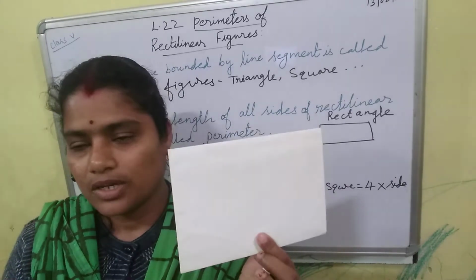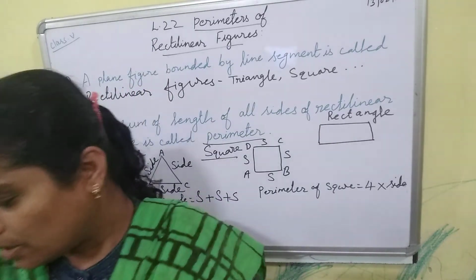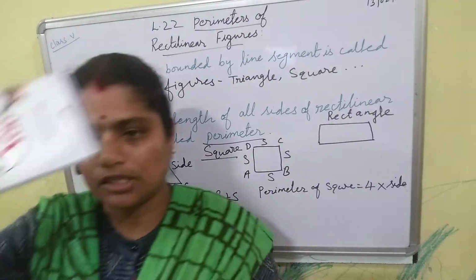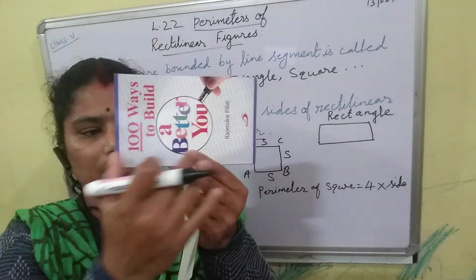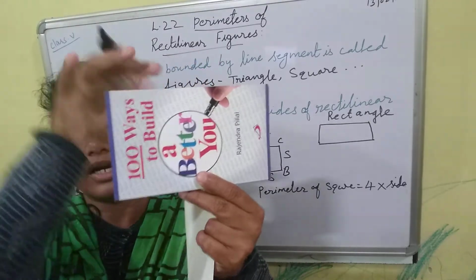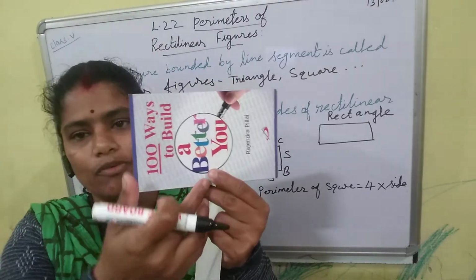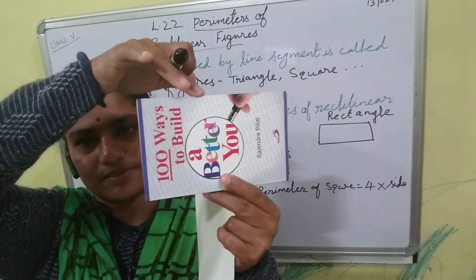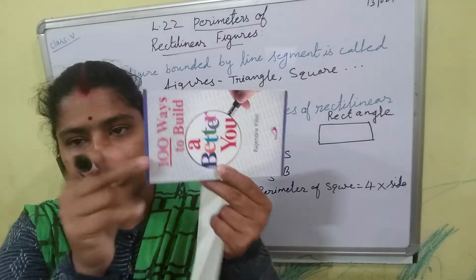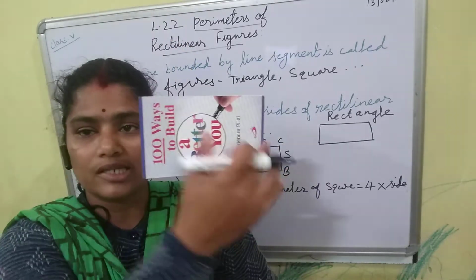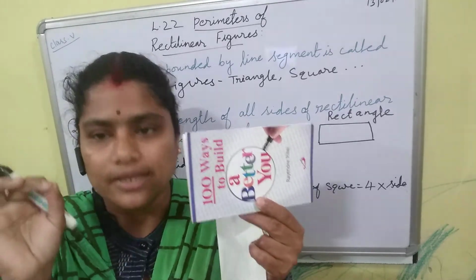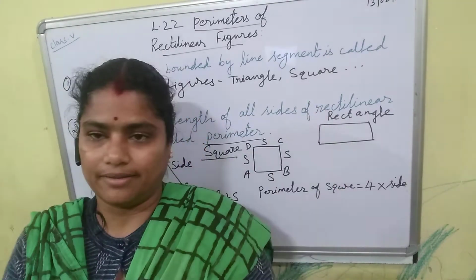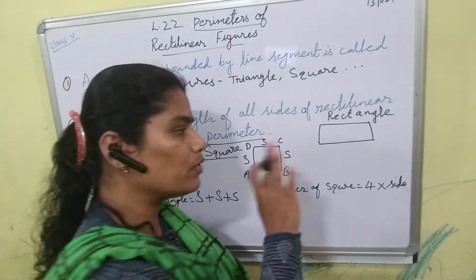Clear? See, this book is also a rectangle shape. These two are opposite sides. Here, where is the opposite side? This one. Opposite sides are equal, their lengths will be equal. That is called a rectangle.